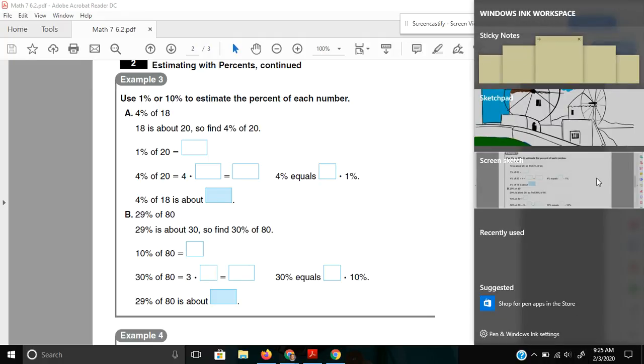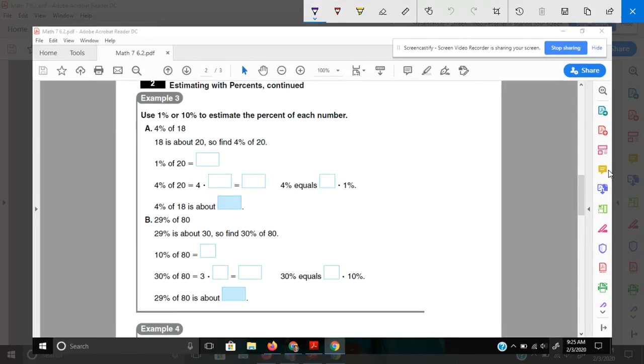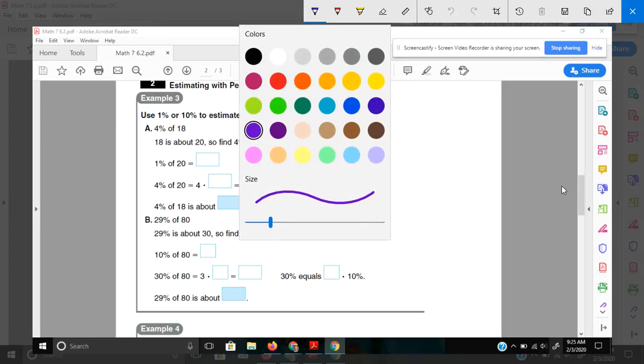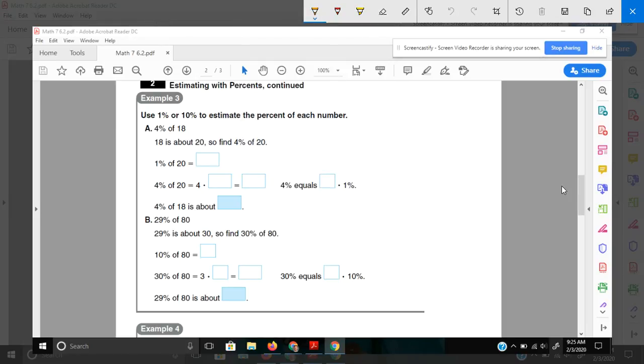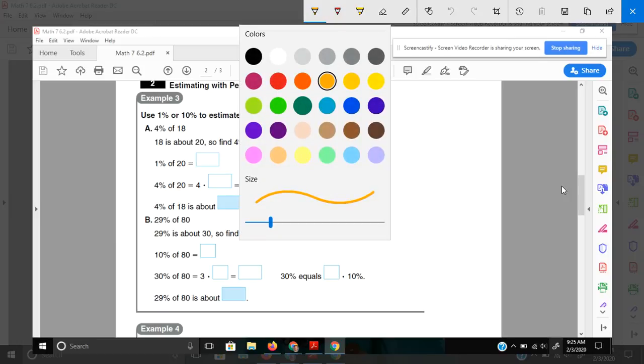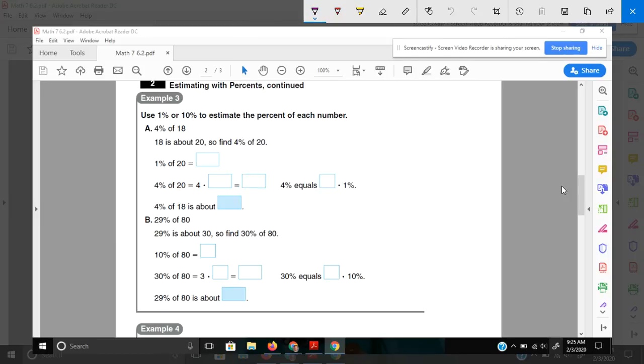All right, go ahead and flip to the back side now, where we'll deal with percents in 1% or 10%. Also really helpful to be able to convert these. In example 4, we'll talk about that with a restaurant example. It says use 1% or 10% to estimate the percent of each number. All right, and I want to give you a little reminder here to write down.